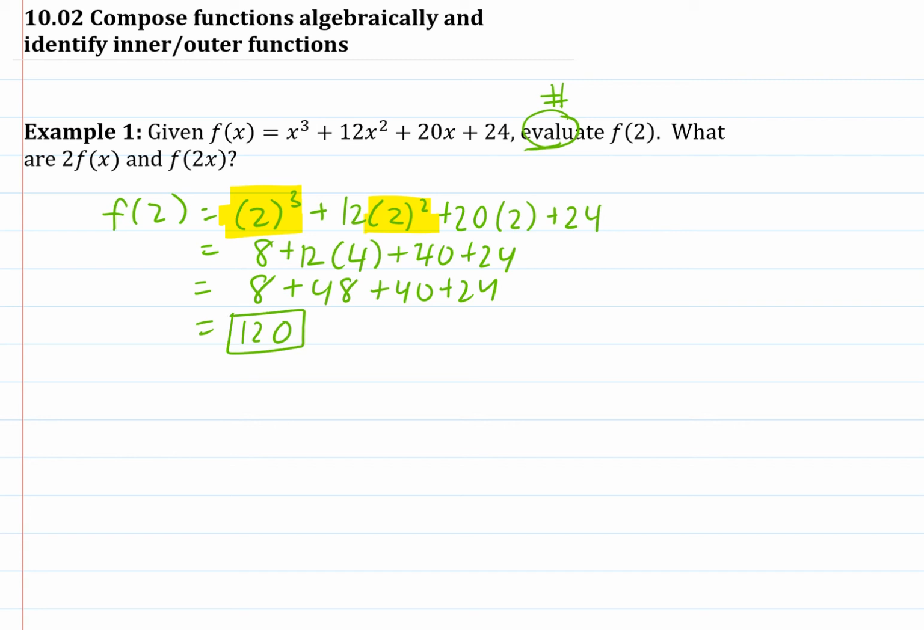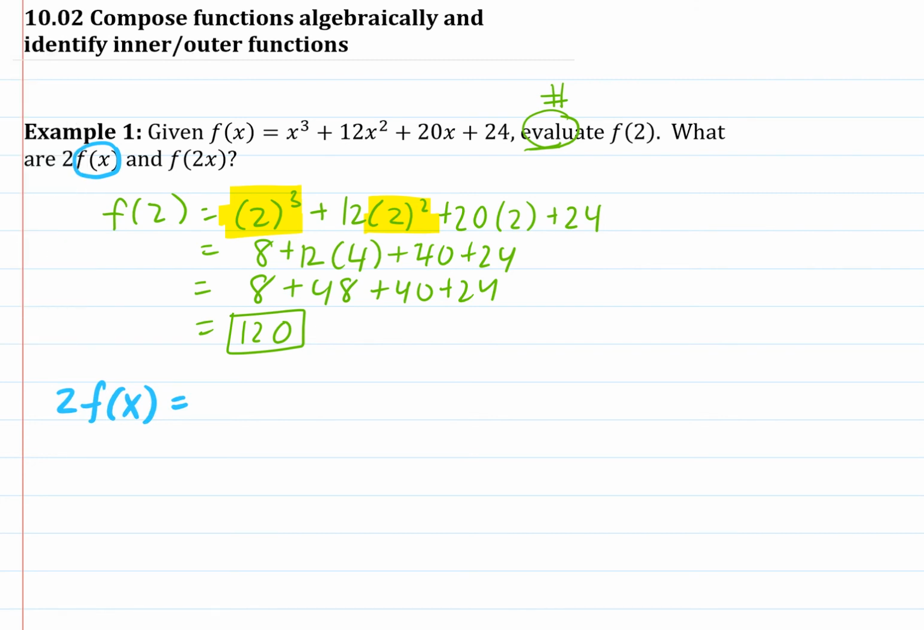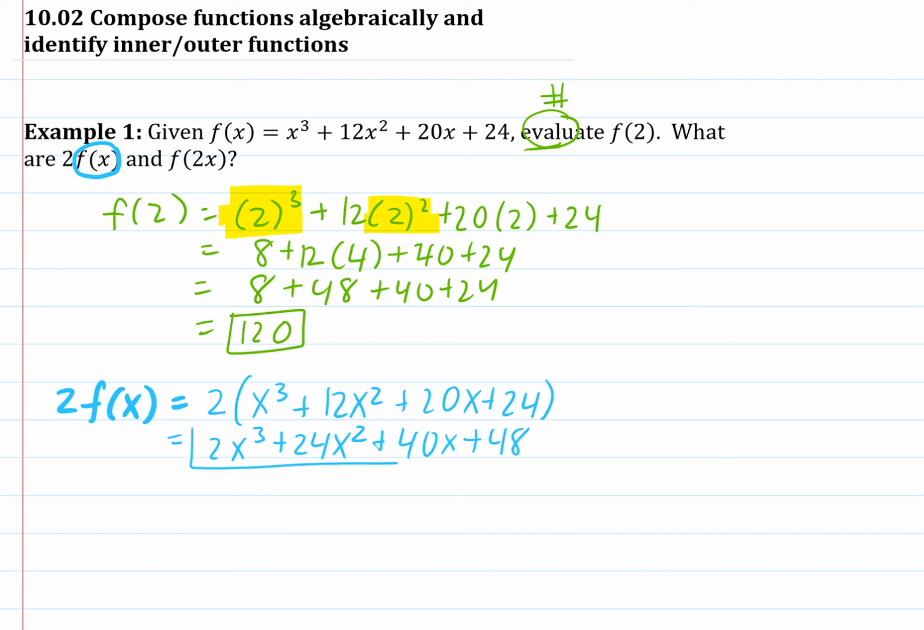Okay, then the question asks, what are 2 times f of x? Well, this notation has 2 next to the function, which means we're just going to multiply 2 by the function. So we get 2 times the quantity x cubed plus 12x squared plus 20x plus 24. And we can distribute that 2 to each of the terms. This time our answer is an expression. It's not a value.